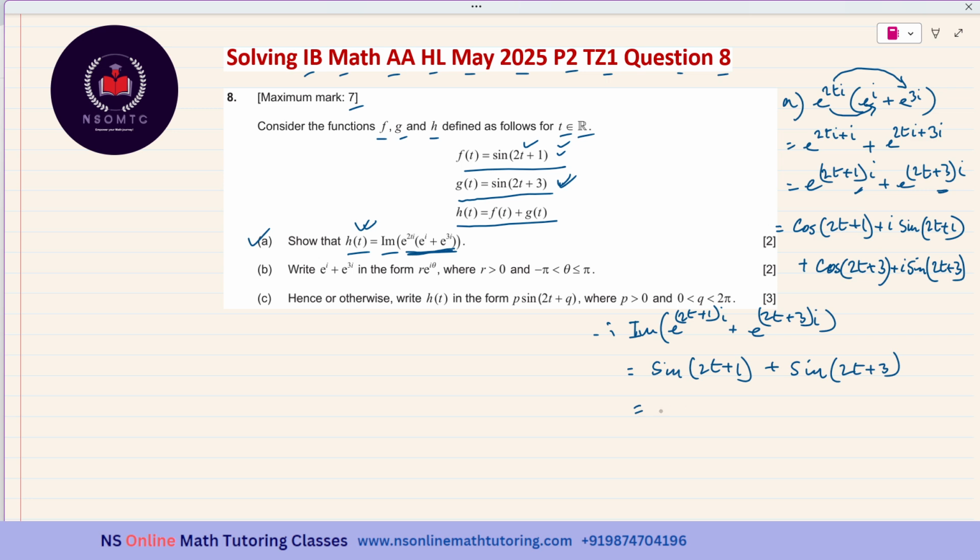So this is equal to f of t plus g of t. And this one is h of t. Let me write this over here. h of t is equal to this. So this is equal to f of t plus g of t. Okay. Shown.